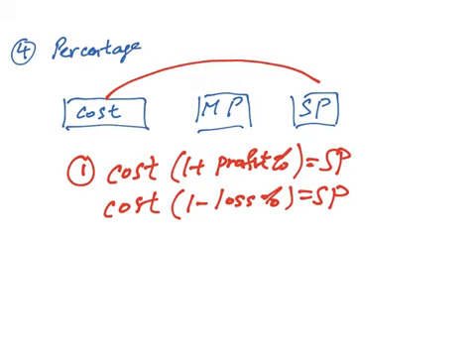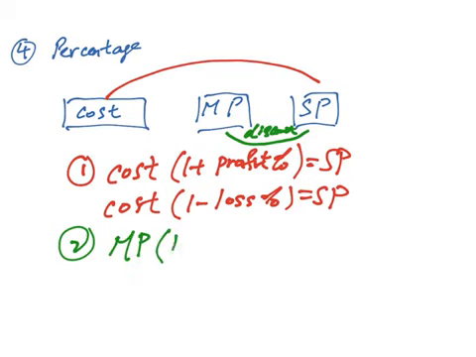Next is about the discount. If the discount is on mark price, we'll compare the mark price and selling price. So for the second equation, the mark price times 1 minus the discount percentage equals the selling price. For these 2 equations, the mark price is the bridge between them.